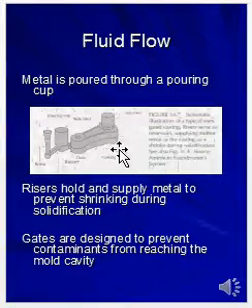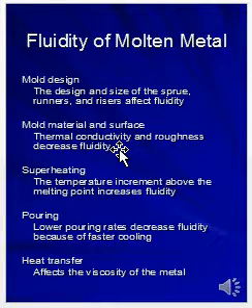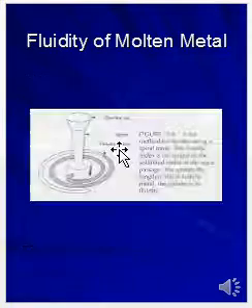Finally, the fluid flow is also very important, and the gating system comes into the picture. The fluidity of the molten metal, as well as the viscosity, surface tension, inclusions, and solidification pattern, are the important parameters. Fluidity of the molten metal is affected by the mold design, the mold material, the superheating, the pouring, heat transfer, etc.